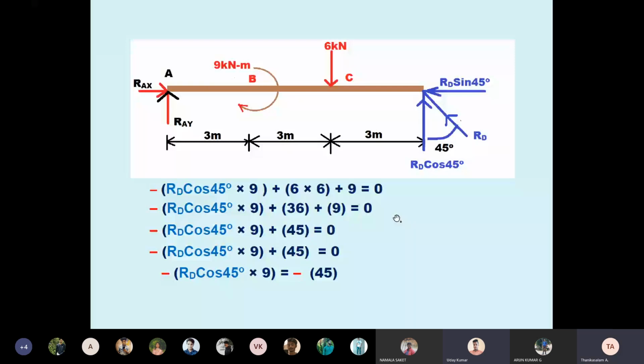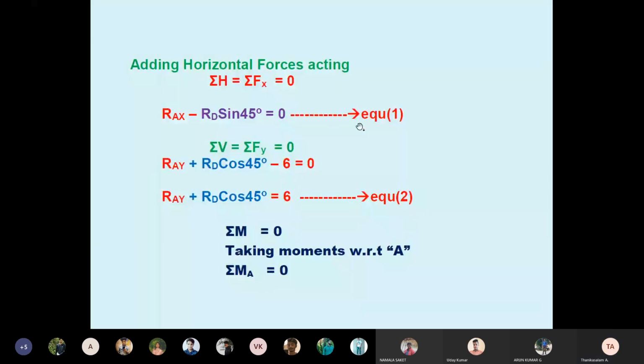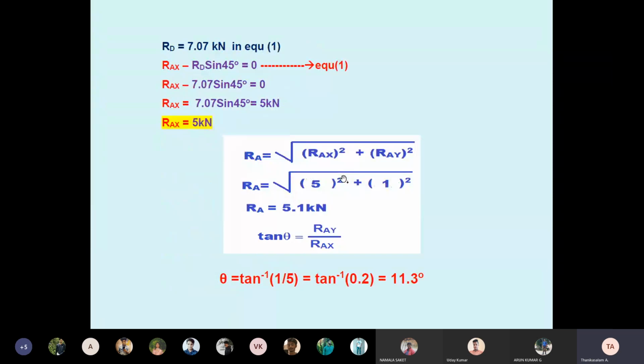Where is Namala Sagat? Yes, sir. Do you understand? Yes, sir. Okay, very simple. If you are bright students, this is a very simple question. Just adding and multiplication. Whether it is a circuit or something, just adding, multiplication. You can freely open your mind and see the diagrams. Very simple. Now last question.